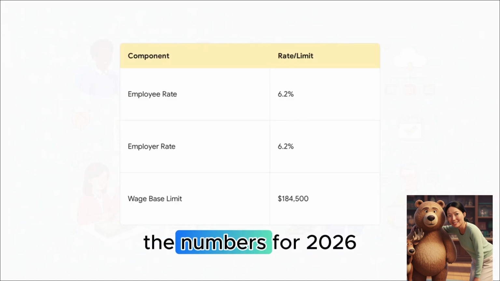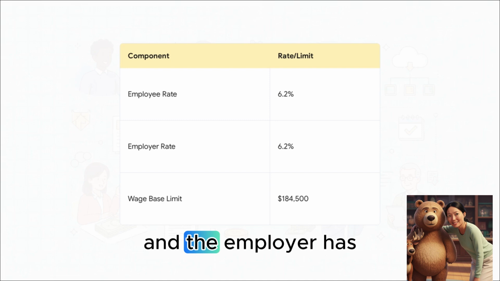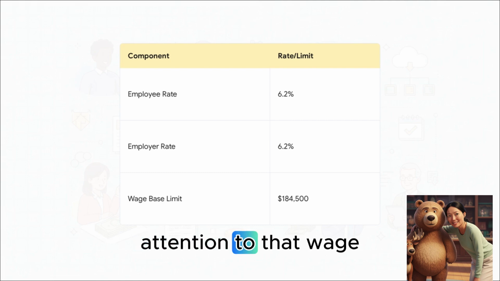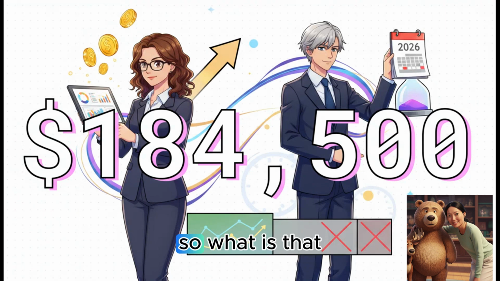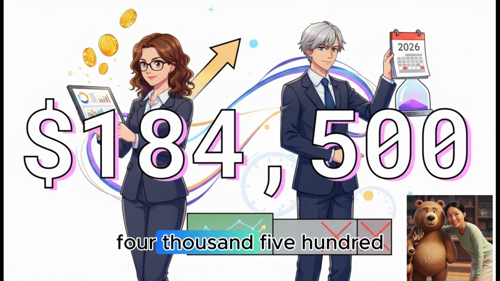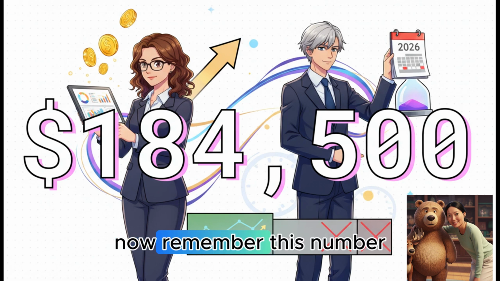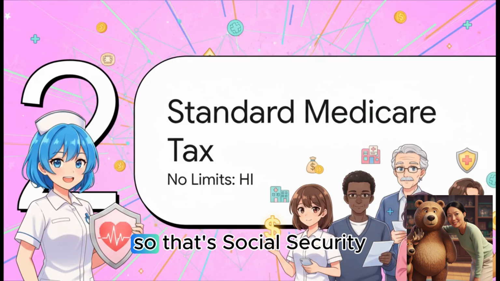All right, let's look at the numbers for 2026. The tax rate is 6.2% for the employee, and the employer has to match that with another 6.2%. But pay really close attention to that wage-based limit. This is a concept you absolutely have to understand. So, what is that limit? For 2026, it's $184,500. This means only the first $184,500 of an employee's earnings are subject to Social Security tax. Any income they earn above that is not taxed for OASDI. Now remember, this number changes just about every year, so you have to be sure you're using the correct year's limit for your exam. Okay, so that's Social Security.